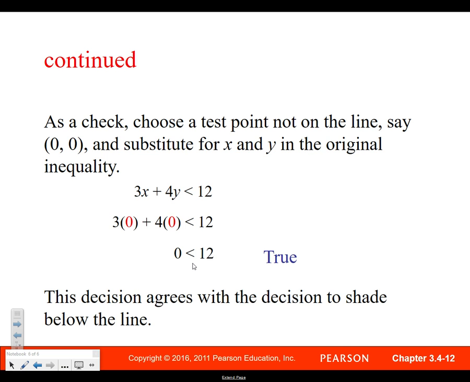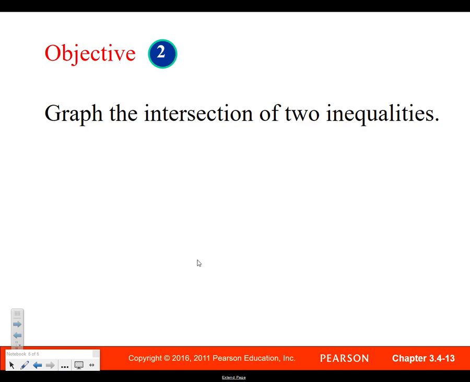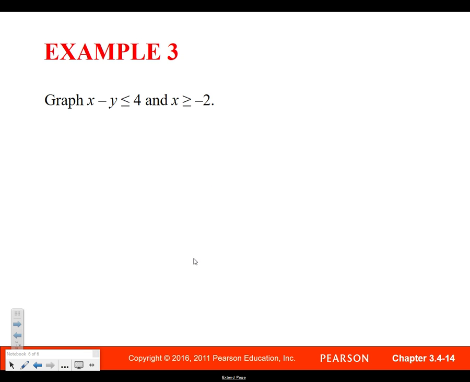Now sometimes, cool. Now we're going to graph the intersection of two inequalities. So now you get two of them. You get two of them. Two, as in dose.